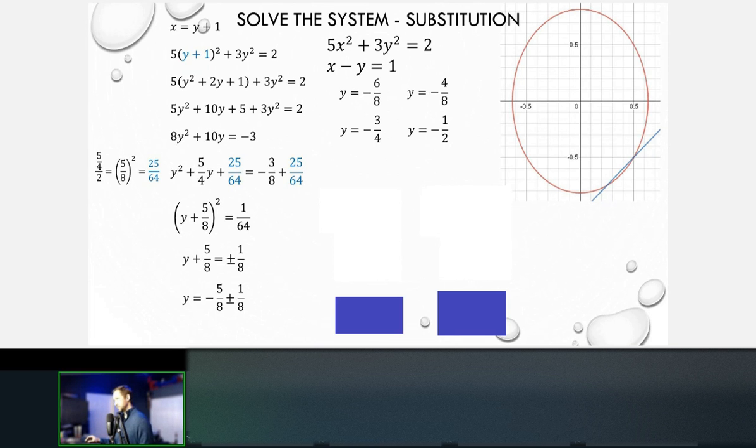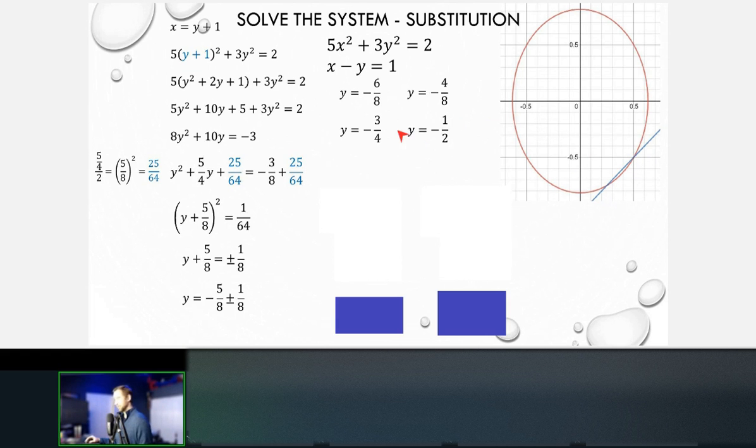Next, once you have your two y values, before we continue, let's go over to the graph and verify that these are correct. Looking at these two intersection points, it looks like it crosses at negative 1/2. Negative 0.5 is negative 1/2. There's that answer right there, so this matches the answer for the y value.